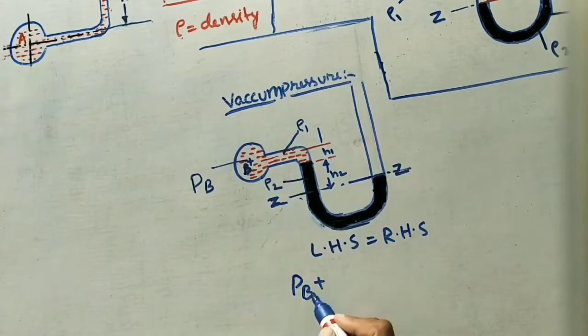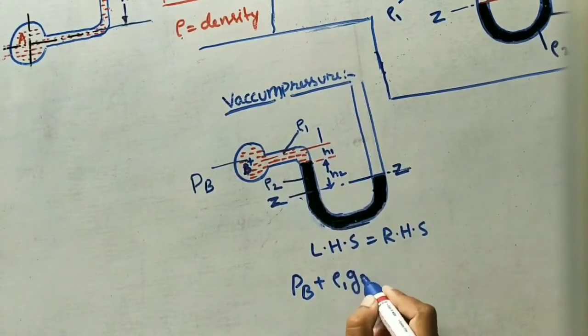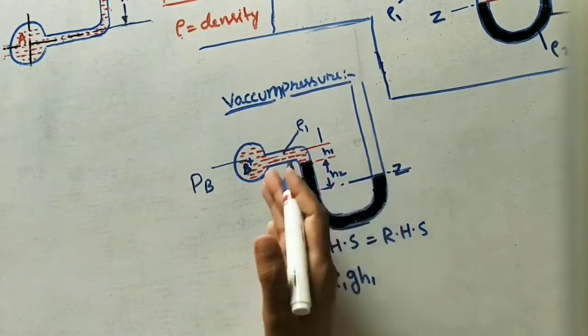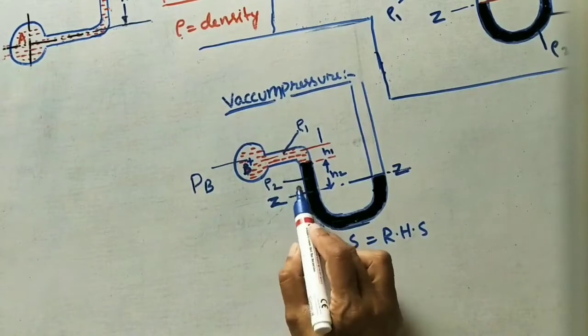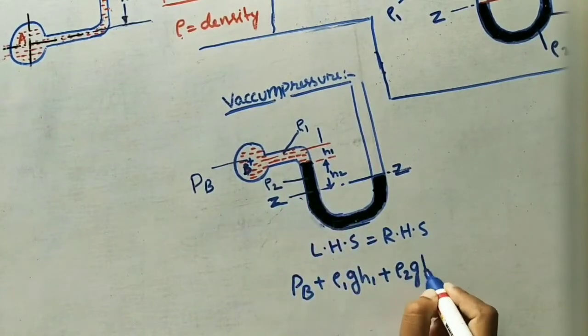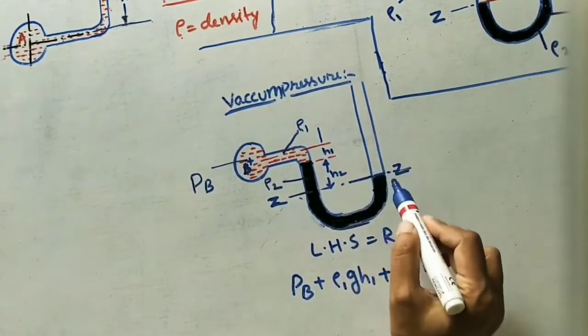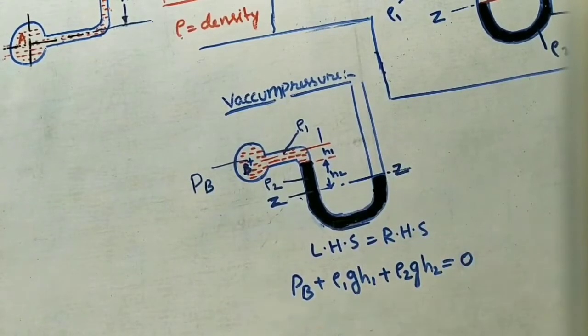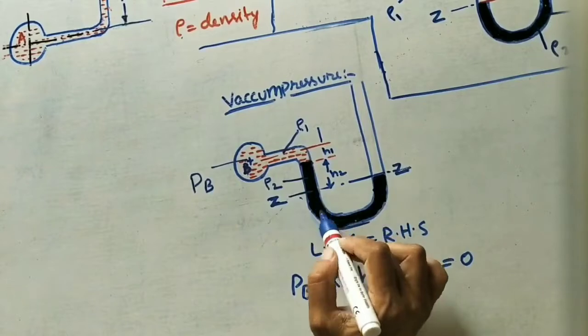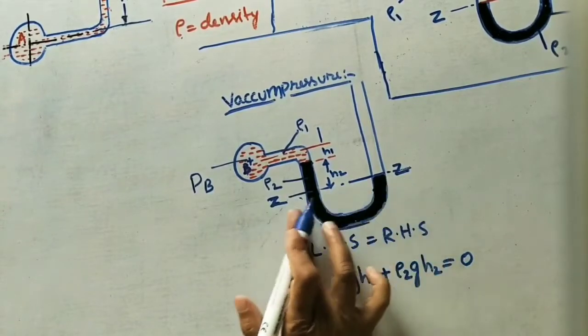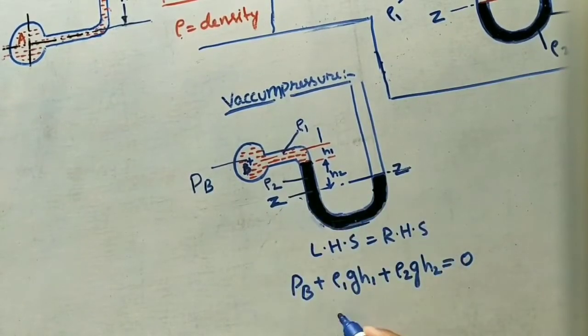Now, because of this H1 it has some pressure, rho1 G H1. This mercury height is also on the left side, that's why I am keeping plus here: rho2 G H2. This is equal to... is there any height on the right hand side? There is no height, that's why I am keeping 0. This part is balanced because it is symmetrical, whatever is on this side is also the same on that side, so we are not considering any equations in this part. From this, find out PB.